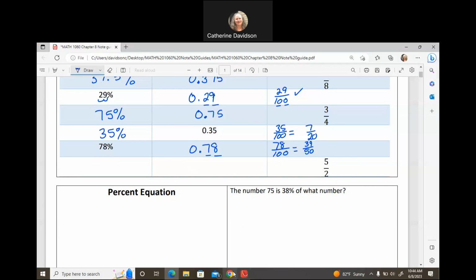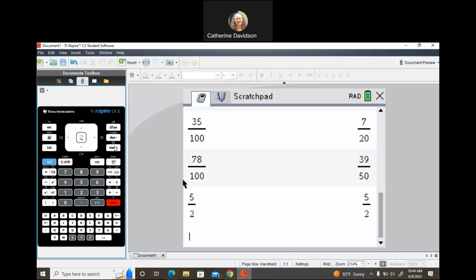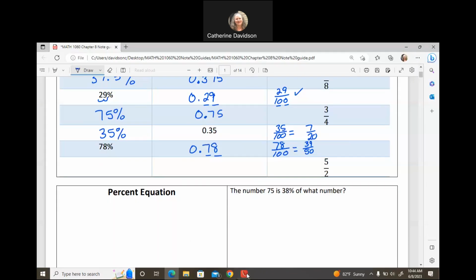The last one is 5 over 2, so let's convert that to a decimal. So that's 2.5. And then when I multiply by 100 to make a percentage, it's 250%. So you can have percentages that are over 100. That's okay.